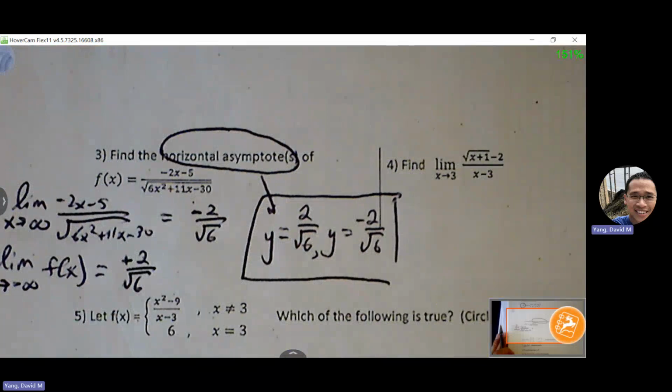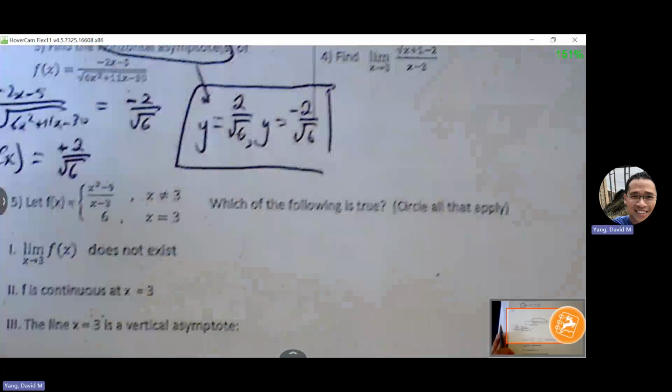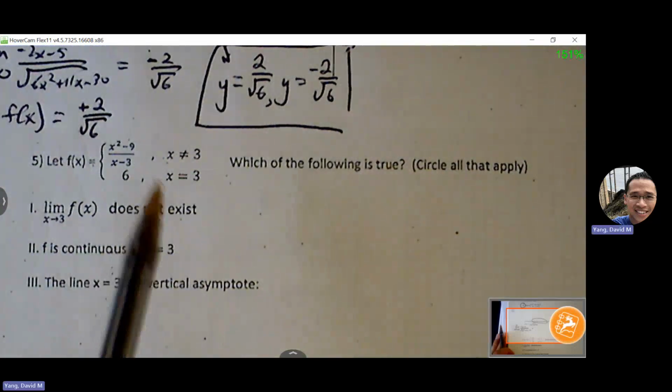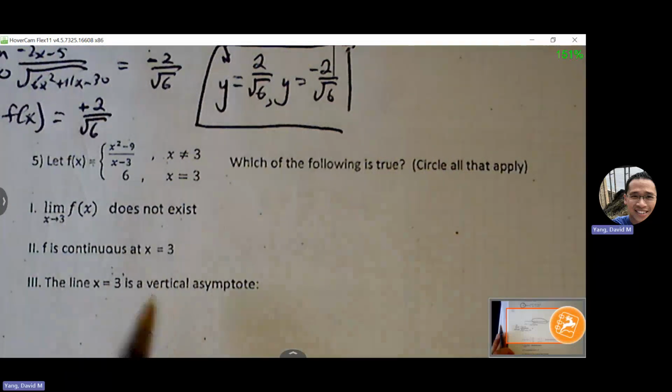Okay. Number 4 is just review, so we can skip number 4. Let's go to number 5. It's asking about continuity.